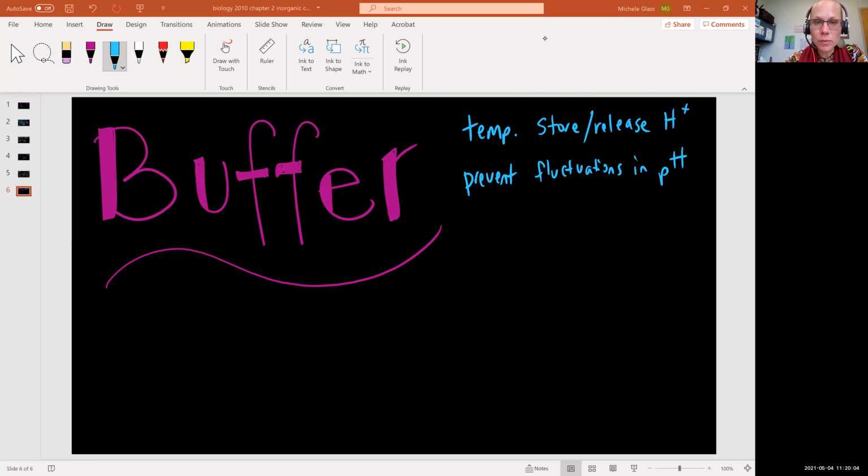When we talk about examples of buffers, we should include weak acids or weak bases. And remember, your weak acid or weak base, if you dissociate incompletely, means you have that reversible reaction.